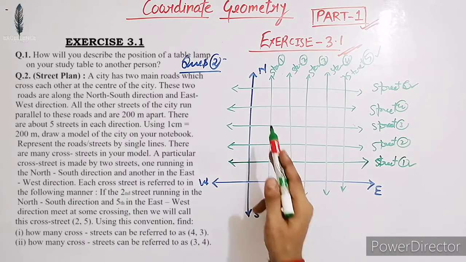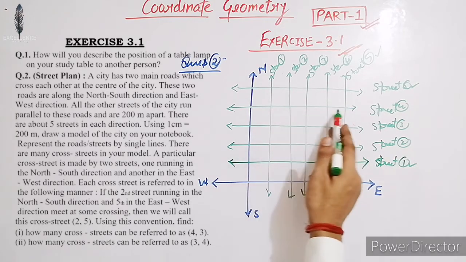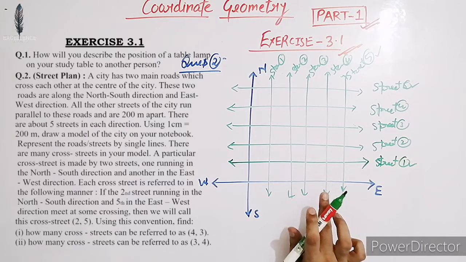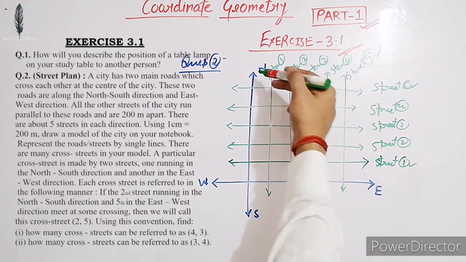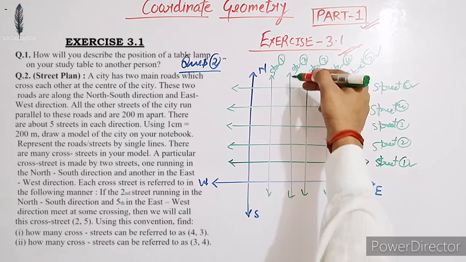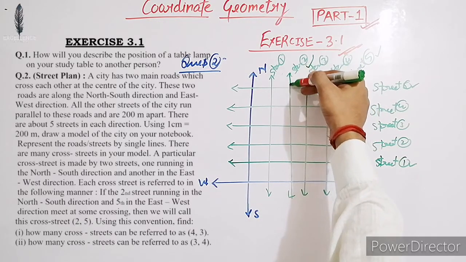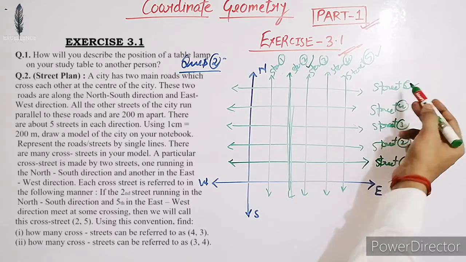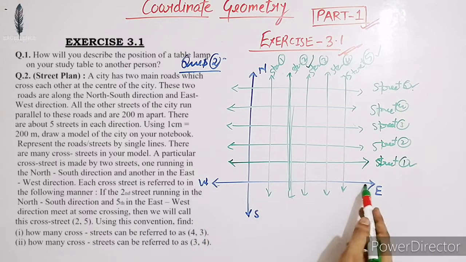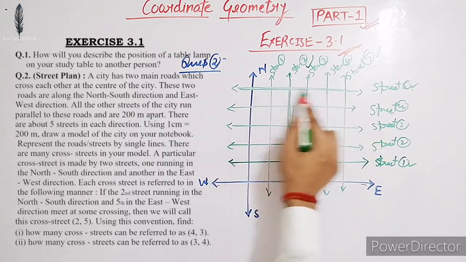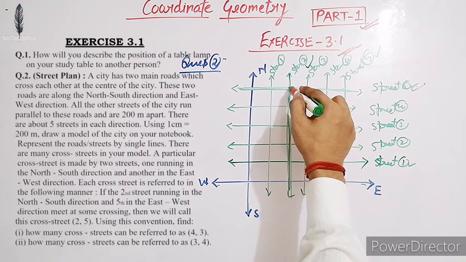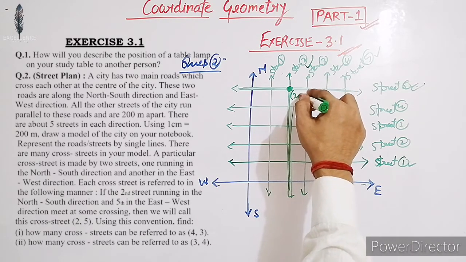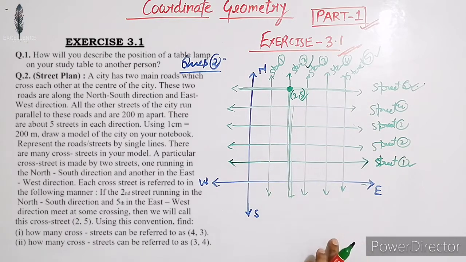Students, there are many cross streets in this model. These streets intersect at many particular points. As if the second street running in north-south direction, this street, students, this second street in north-south direction and fifth street in east-west direction meet at some crossing, then we will call this cross street (2, 5).